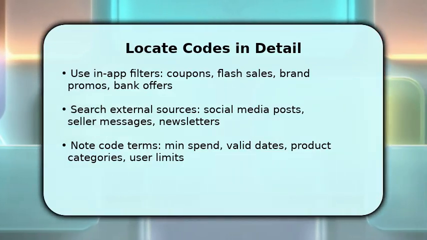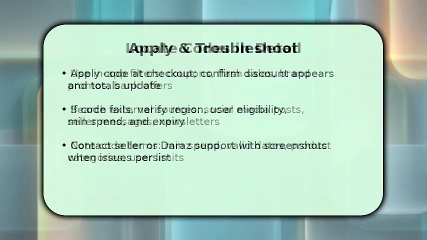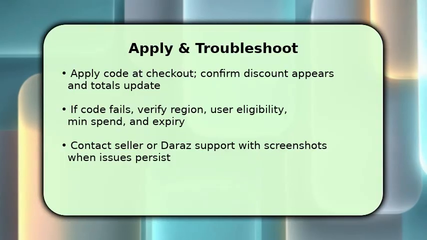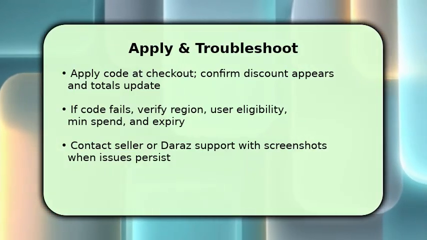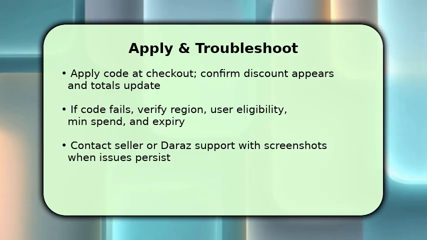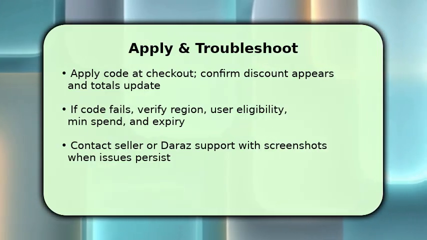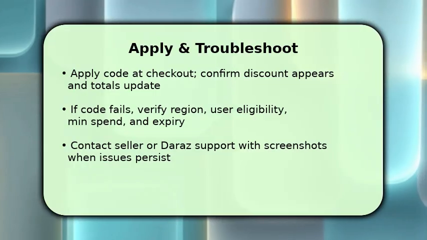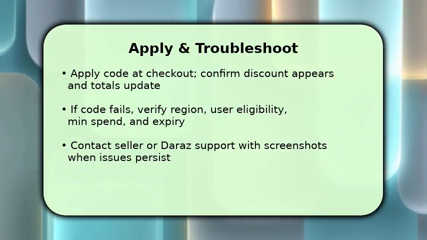At checkout, paste or select the claimed code and confirm the discount appears in your order summary. Make sure totals update before payment. If the code fails, check region restrictions, eligibility, new users, first-time buyers, minimum spend, and expiry. These are the most common causes.